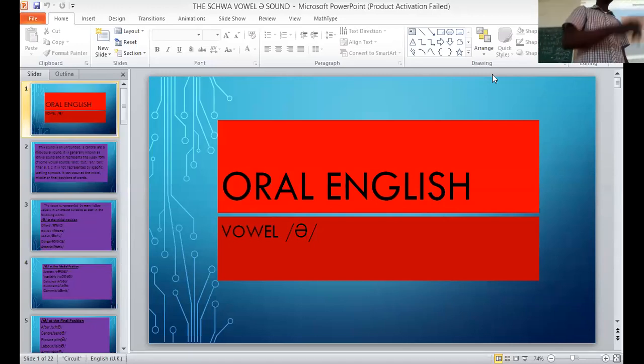I want 10. Yes, please. Pronounce it. We are going to withdraw our clapping. Who is going to help us? 10 sounds, 10 vowel sounds.